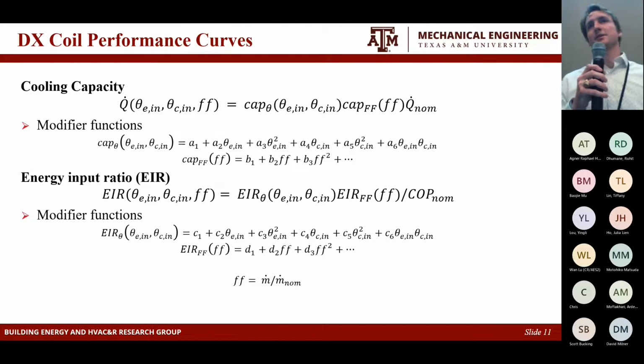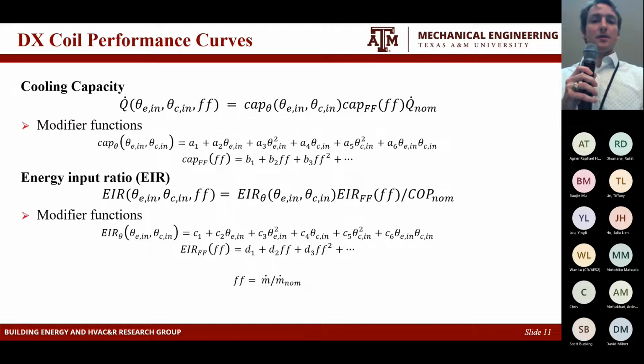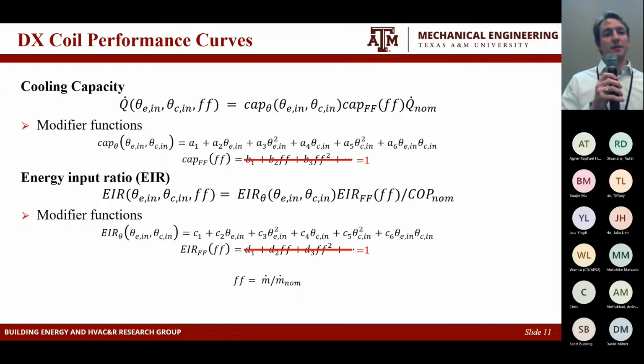And actually, the same goes for the energy input ratio, which is just the reciprocal of the COP. So you have the modifier functions based on the temperature inputs at evaporator and condenser inlets, and then the flow, and then you divide it by the COP nominal. This is how the cooling capacity and power usage is calculated for the DX coil. And actually, for our case, we simplified the modifier functions for flow, we set this equal to 1 because we have a single speed coil, so we didn't include that inside of our modifier functions for the cooling capacity and energy input ratio.